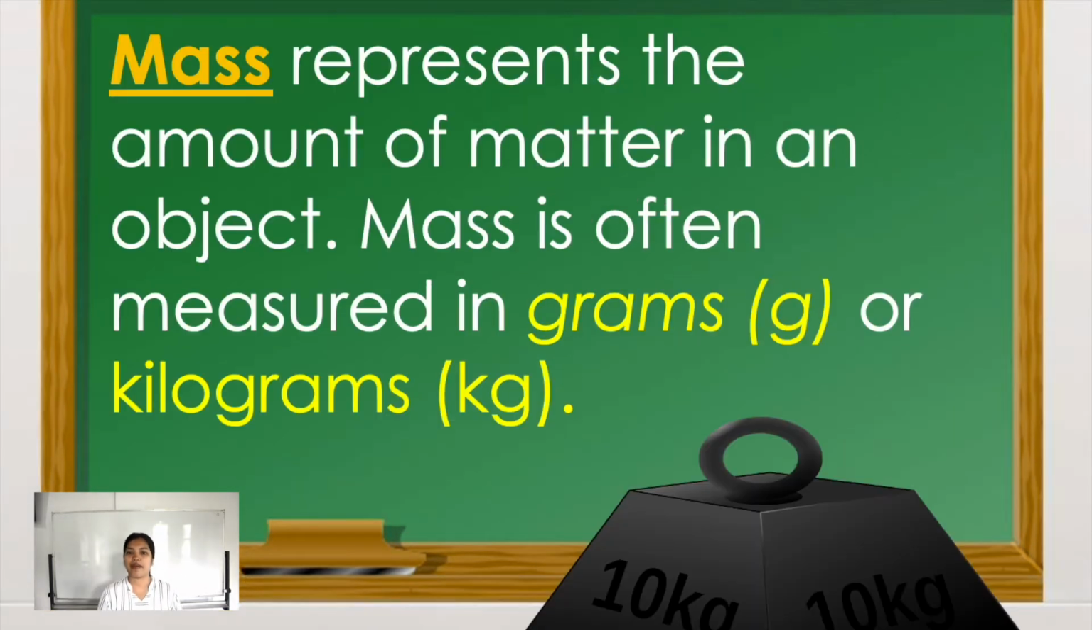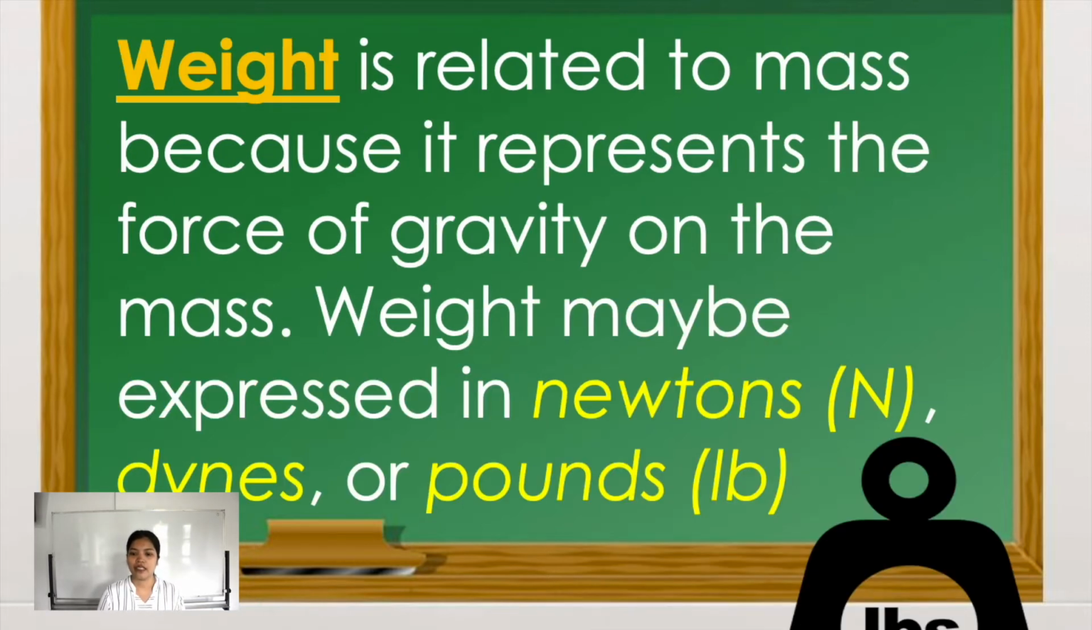So first one is mass. What is mass? It represents the amount of matter in an object. It can be measured in kilograms or grams. Next, we have weight. Weight is related to mass because it represents the force of gravity. Everything that pulls to the ground is what we call gravity. It can be expressed in newtons, dynes, or pounds.